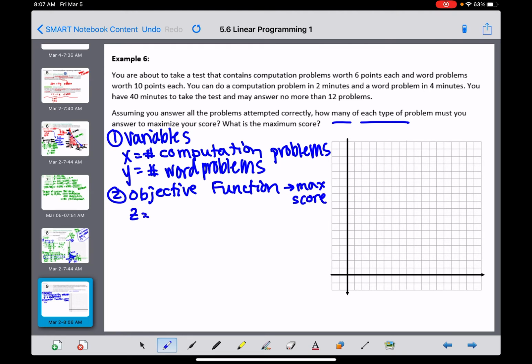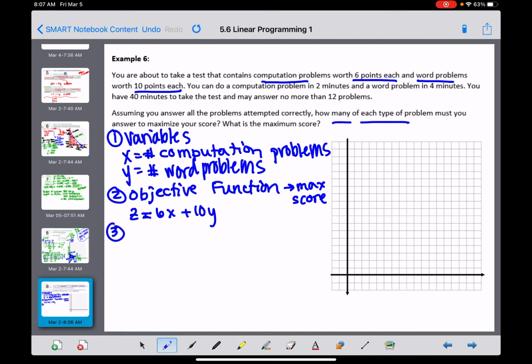So we need to see where it talked about points. It said each computation problem was worth 6 points and word problems worth 10 points. So this is where I find my objective function. So 6x plus 10y. So z equals 6x plus 10y, because that's dealing with points. So that's going to give us the maximum number of points.